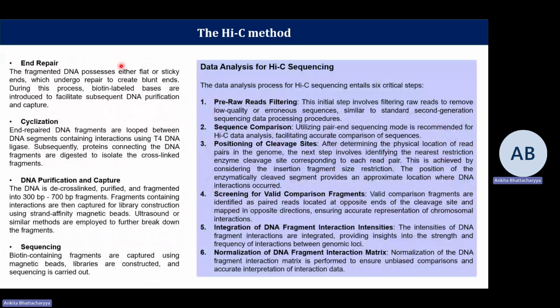The DNA is decross-linked, purified, and fragmented into 300 to 700 base pair fragments. Those that contain interactions are then captured for library construction using streptavidin magnetic beads. So, ultrasound or similar methods can be employed to further break down those fragments. And finally, the interaction-containing fragments can be captured on magnetic beads, libraries can be constructed, and sequencing can be carried out.